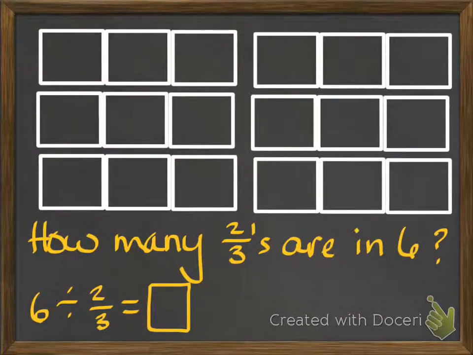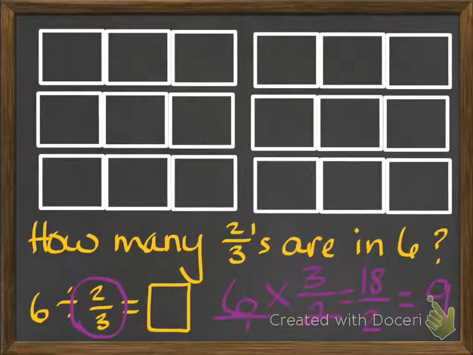How many 2/3 are in 6? Now I'm going to go ahead and do the division. I'm going to change the division to multiplication, and I'm going to find the reciprocal of 2/3, so I just flip the numbers and put 3 over 2. Now I'm going to put 6 over 1. 6 times 3 equals 18. 1 times 2 is 2. And then divide. 18 divided by 2 is 9.